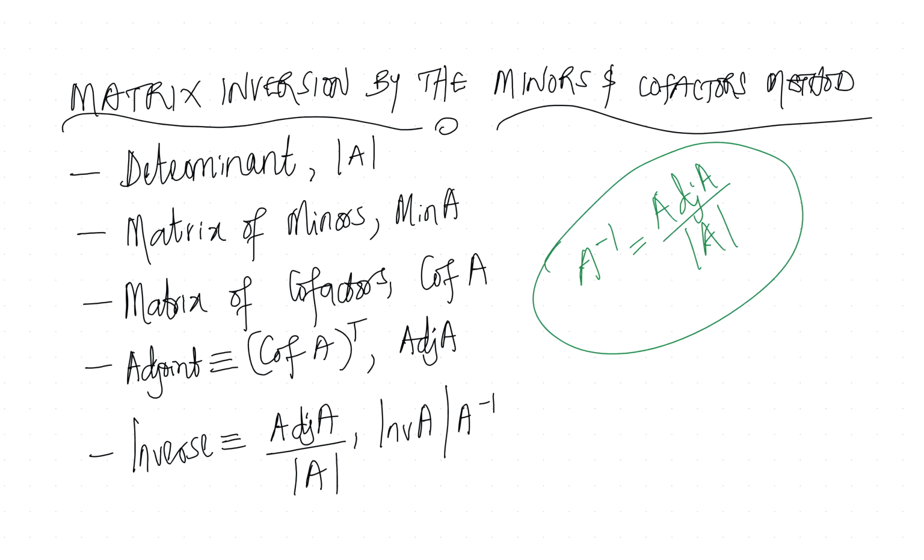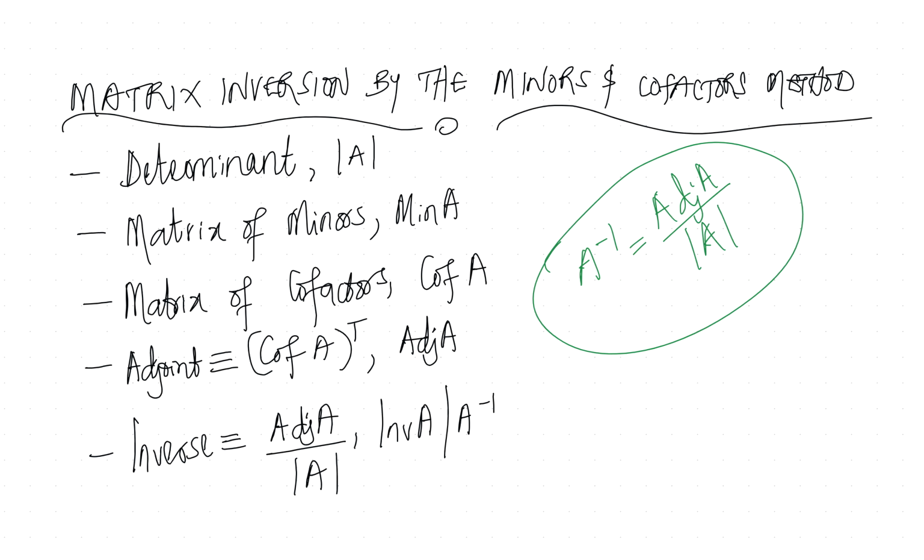Okay, so you see, to do matrix inversion by minors and cofactors method, you need to first of all find the determinant. Then you find the matrix of the minors of matrix A or any matrix you're given. Then you find the matrix of the cofactors, and then you find the adjoint, which is the transpose of the cofactors, and then finally you divide the adjoint of the matrix by the determinant, and then you get your inverse. Okay, let's go on to look at that.